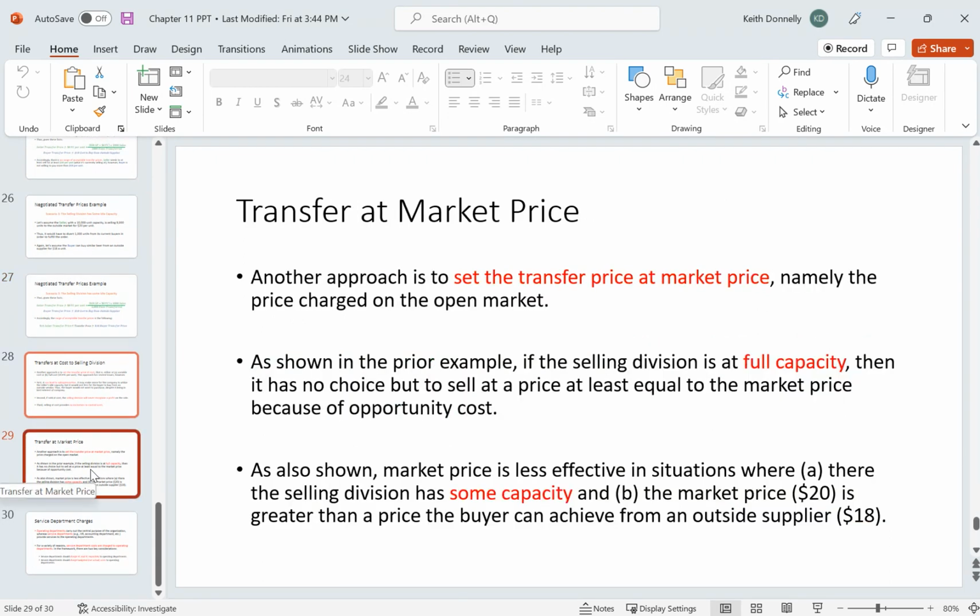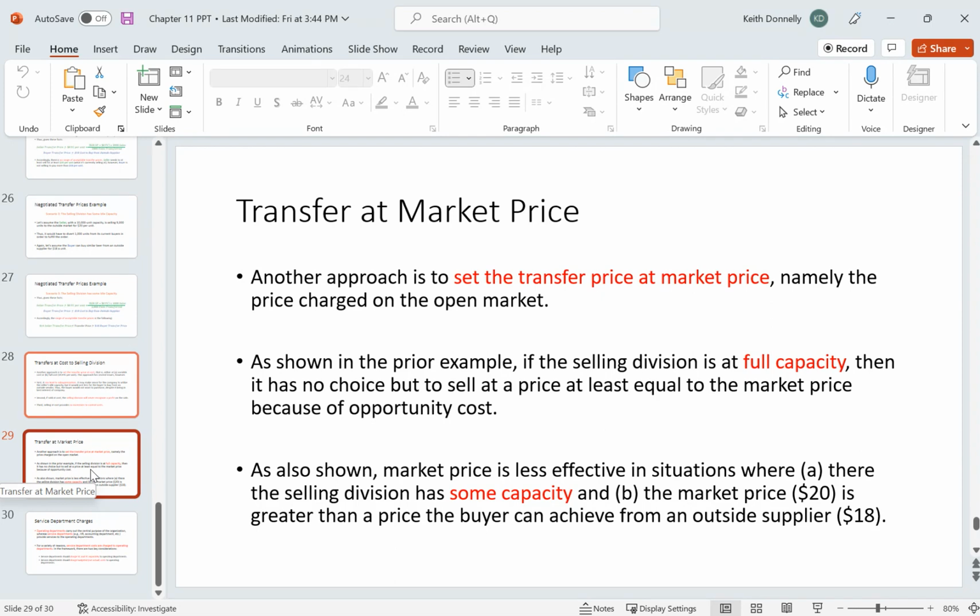All right, another approach you could take for transfer pricing is basically just to look to the market. This is called the market price. We want to sell this internally to each other. What does it go for on the open market? So if we had a widget that we sold on the open market for 20 bucks, and we're looking to sell it to our TV division, we would charge 20 bucks. We look to the open market.